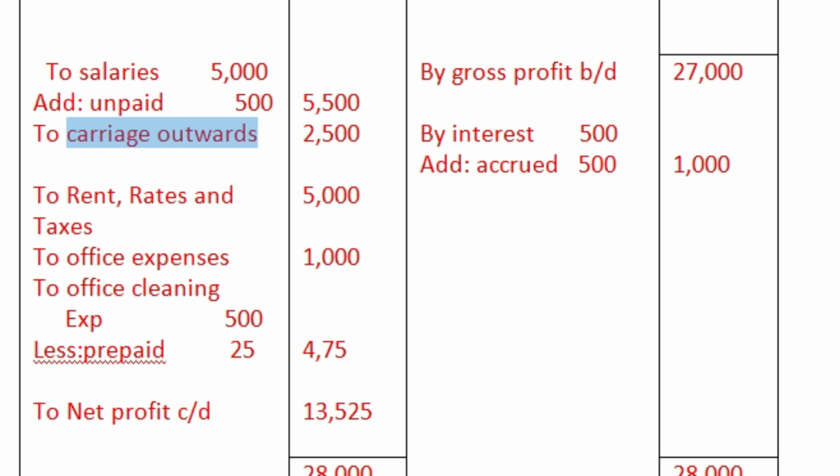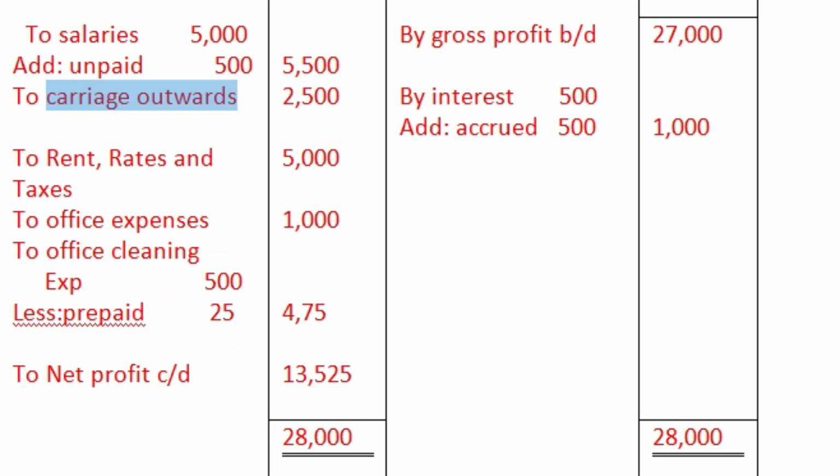Prepaid 57. And now again the profit and loss account total is 28,000, because the credit side is greater. The total of the debit side is less than the credit side, so when the credit side is more, it is net profit. If the debit side is more, it is net loss. And now how is it calculated? This is the net profit: total 28,000 minus 5,500 minus 2,500 minus 5,000 minus 1,000 minus 475. The balance is the net profit.